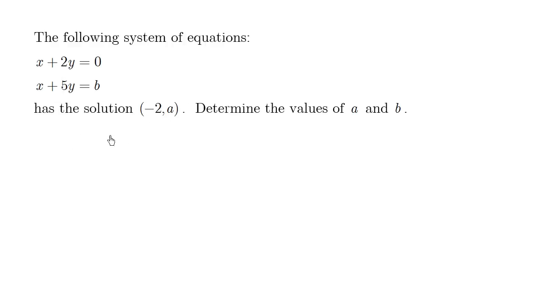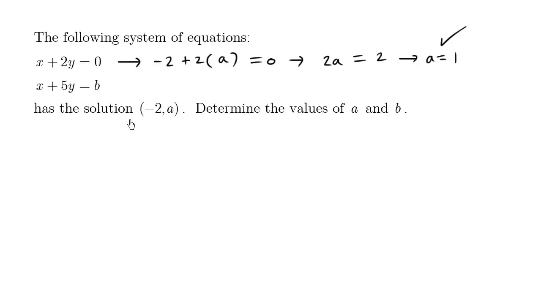So we have x plus 2y equals 0. So I'm going to just rewrite this as -2 plus 2y, my y value is a, equals 0. And so what ends up happening here is we have 2a equals, I'm going to move this over, becomes a positive 2. So this results in a being 1. So we have a already. Check. Solved. Wonderful.